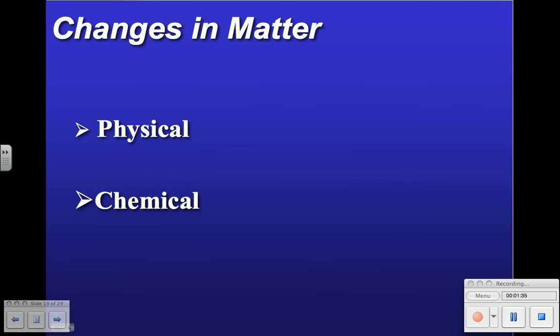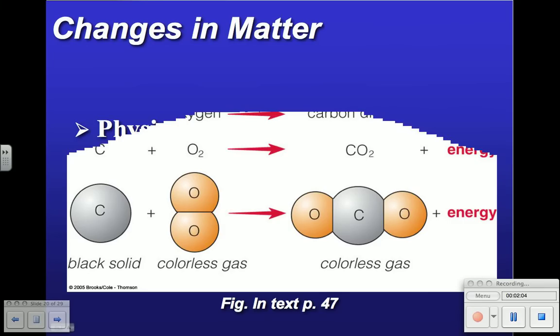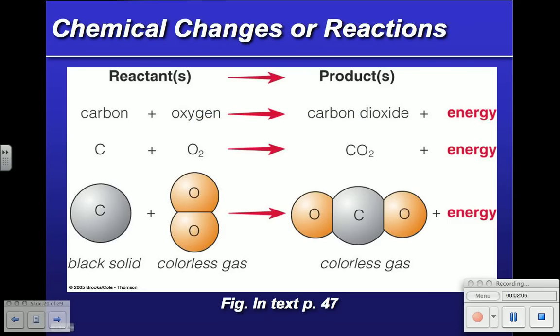All right, so now let's talk just a little bit about changes in matter. You can have physical changes in matter and chemical changes in matter. Physical changes in matter is going from a solid to a liquid, or from a liquid to a gas, or even from a gas to plasma, I would imagine. And then chemical changes in matter, that's when you have a change in what the substance is. So rearrangement of atoms to form new compounds from old compounds.